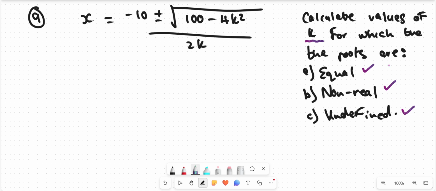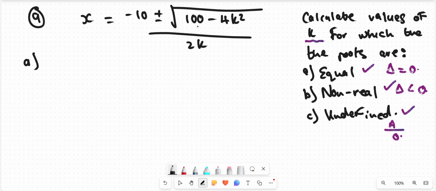But equal, what do I remember? The discriminant needs to be equal to 0. For non-real, the discriminant needs to be less than 0. For undefined, I'll speak more about that. Undefined, remember, it's anything divided by 0. So we'll speak about that once we get there. But let's start with question A and question B.